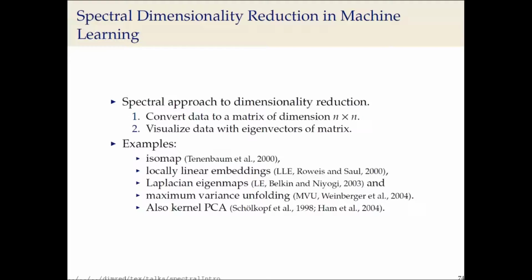So the spectral approach to dimensionality reduction is: convert data to a matrix of dimension n by n. All these methods are the same, and it takes a while before you have seen enough to understand how they're related. Visualize data with eigenvectors of one of these matrices. Sometimes it's the eigenvalue decomposition, the smallest eigenvectors, smallest eigenvalues. They all vary, but they all turn out to be the same thing.